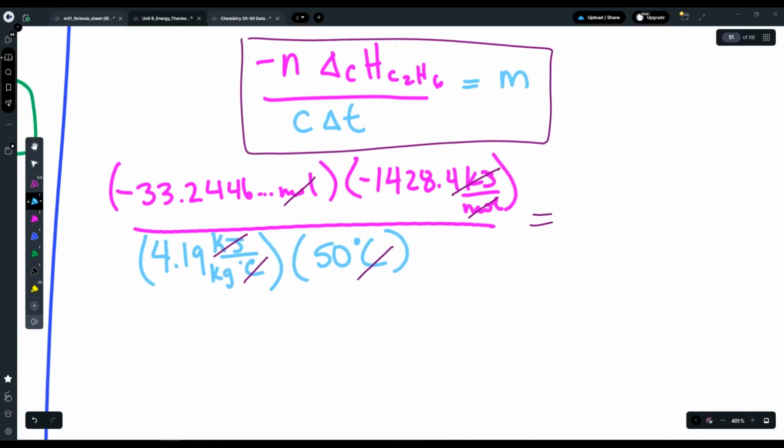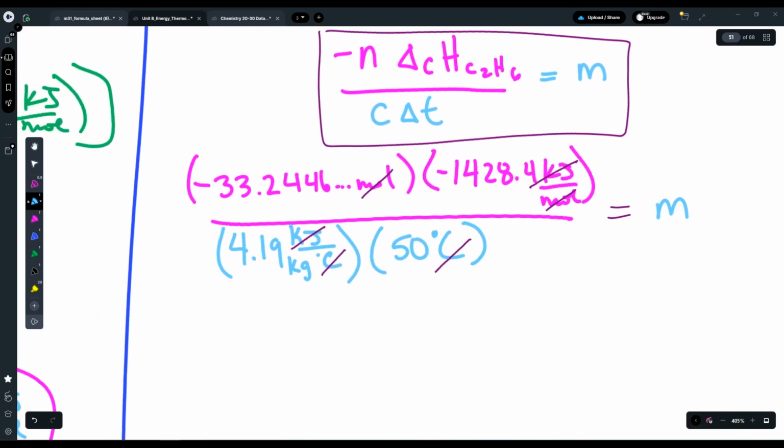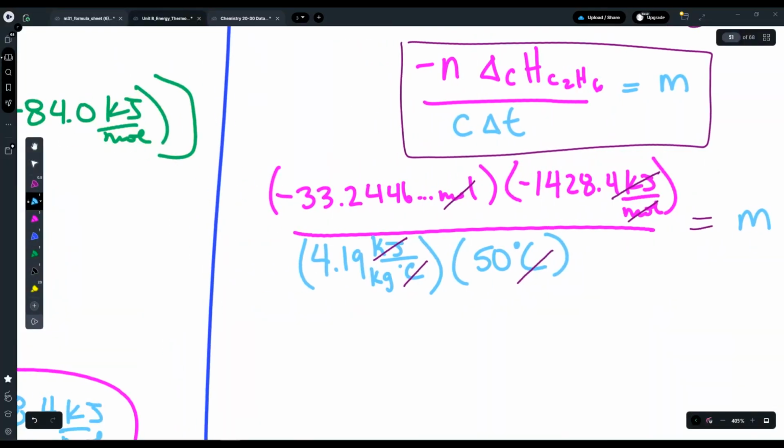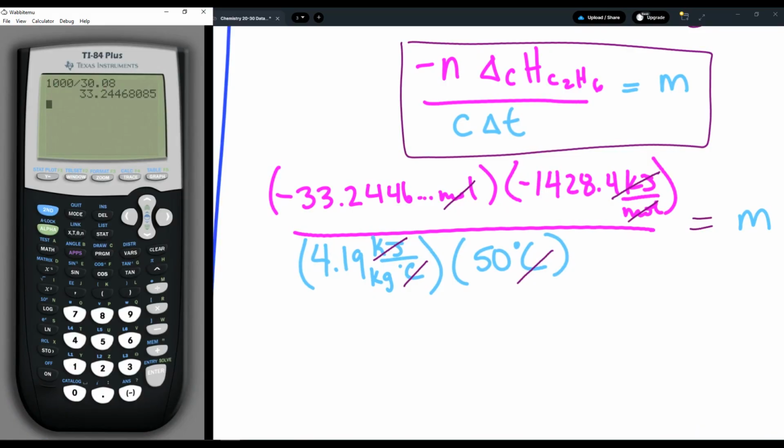Okay, so now our kilojoules are going to cancel out, and we are going to go equal to mass. So this is the mass of water. So let's put this in our calculator. So negative answer, so we get that 33.2446 goes on forever, times by negative 1428.4, close that bracket, divide by bracket, 4.19 times by 50, close the bracket, enter.